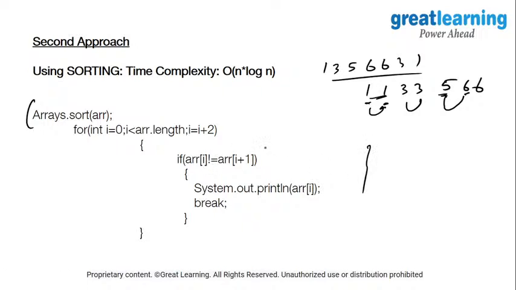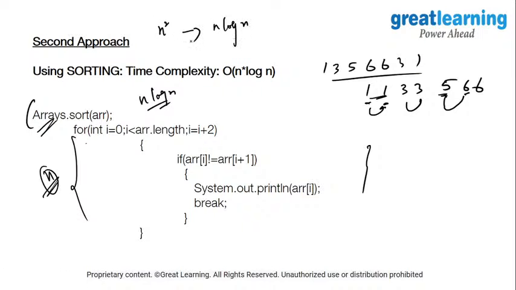Simple enough, right? Now, even though you're using a single loop, which is n, sorting will be n log n. Again, you reduced the time complexity from n square to n log n. But can it be reduced any further? That is the question. Yes, it can be.